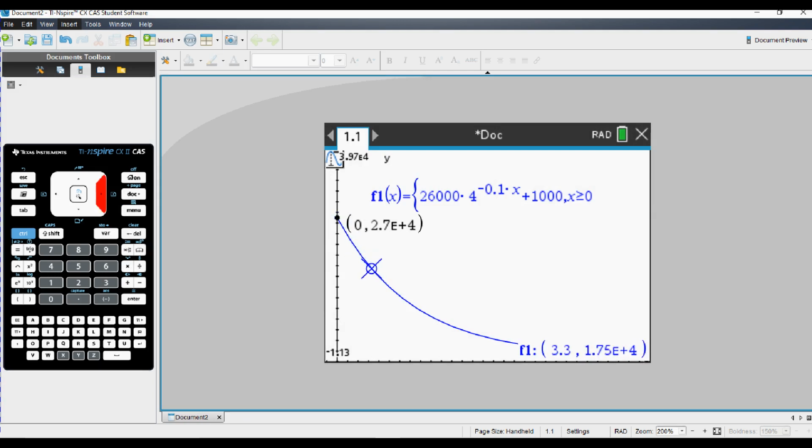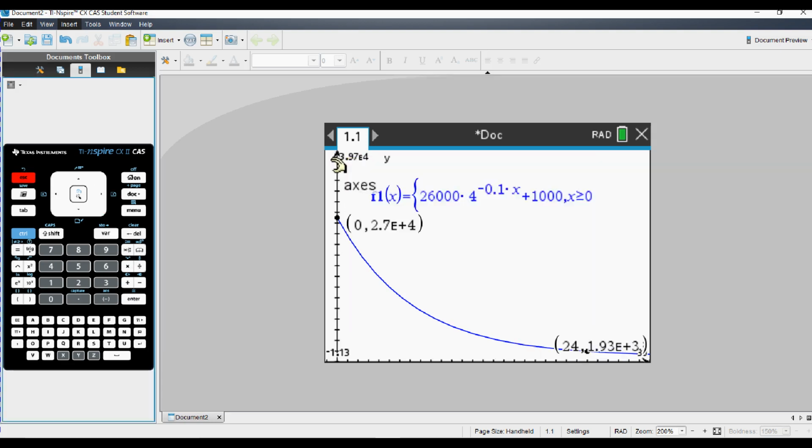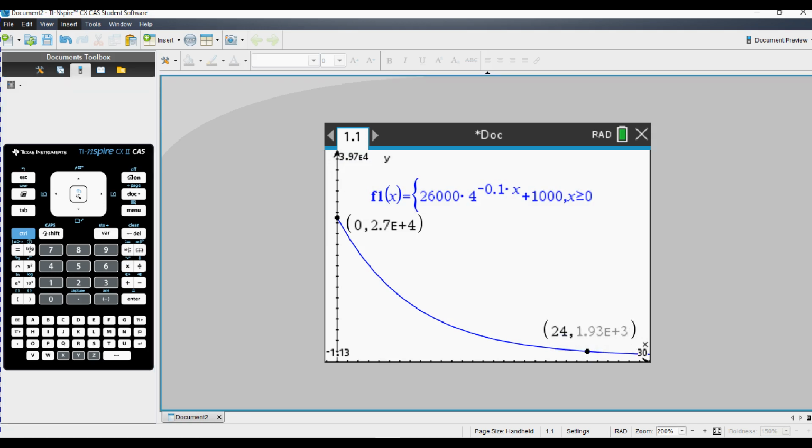So I'm going to do the trace. I need to go to 24. I go all the way. Okay. Now 20, 21, 22, 23, 24, right? So remember, you need to press enter and then you press escape. All right, so you got the value.